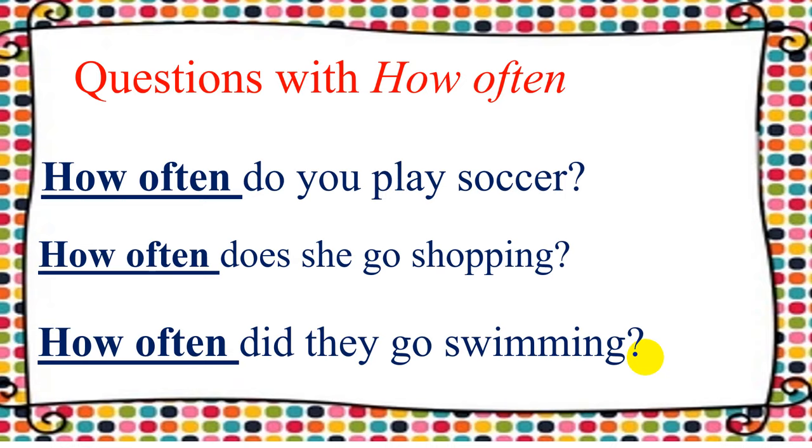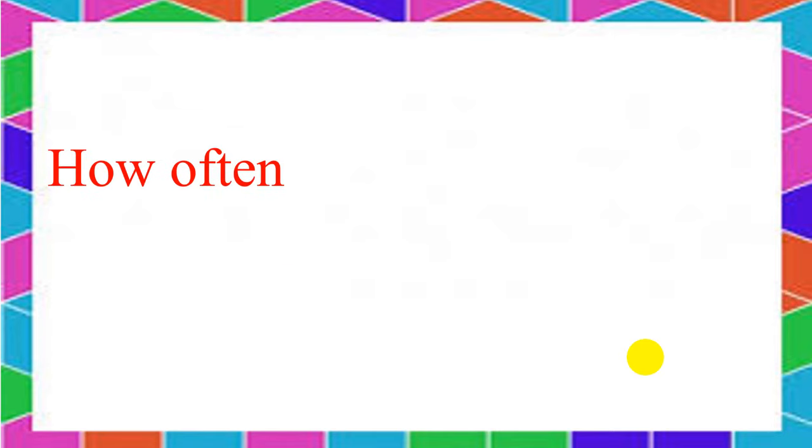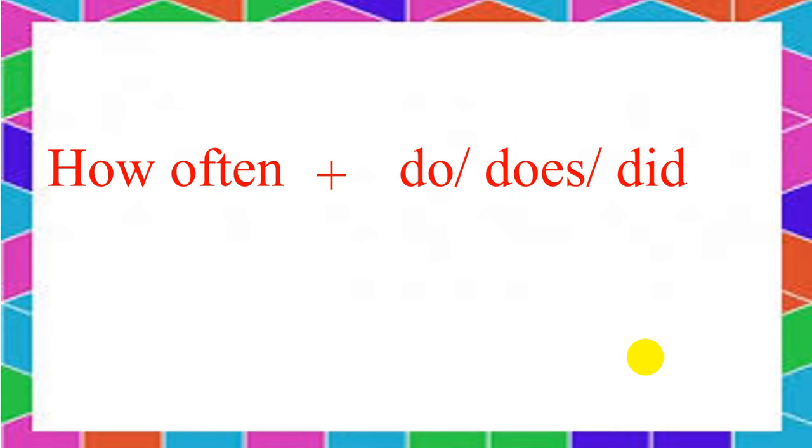Yes, and we have structures of how often like this: how often, plus do, does, or did, plus subject, plus object. Okay, this structure is very easy to remember, right? And now, the most important thing is to talk about how frequently we do things.